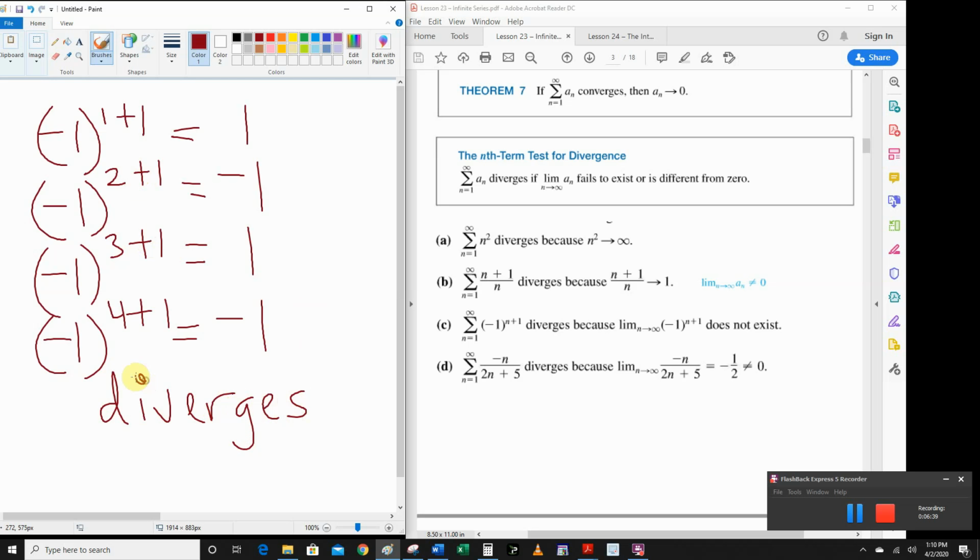No test was really needed here. You just listed a few of the terms in your series to determine a pattern. Let's look at the next problem.